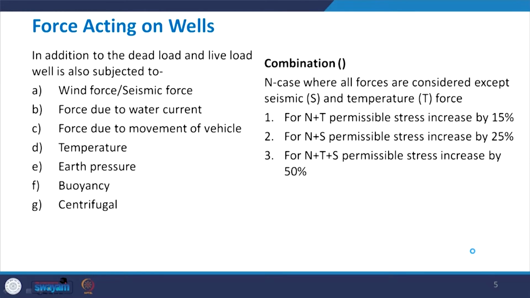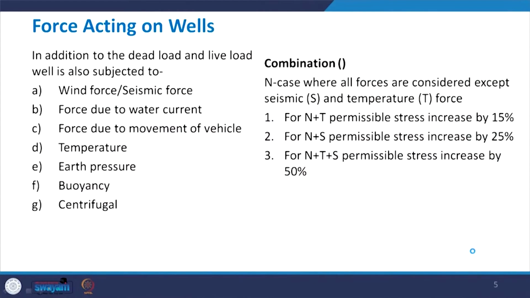N stands for the normal case. The normal case will be treated when it is subjected to all forces except two, that is seismic and thermal temperature. Because normally, out of wind or seismic force, only one of them needs to be considered. If you are considering the wind force, then seismic force will not be considered. If seismic force is considered, then wind force will not be considered. You may be already aware of this aspect.